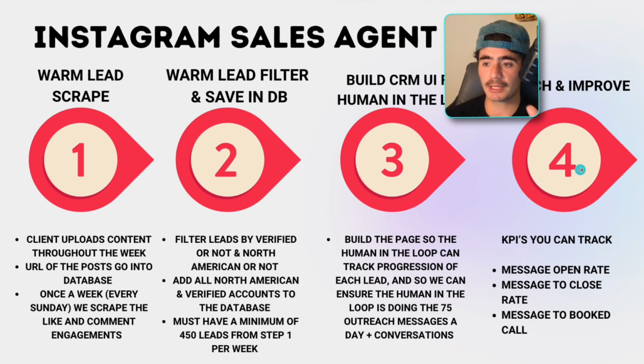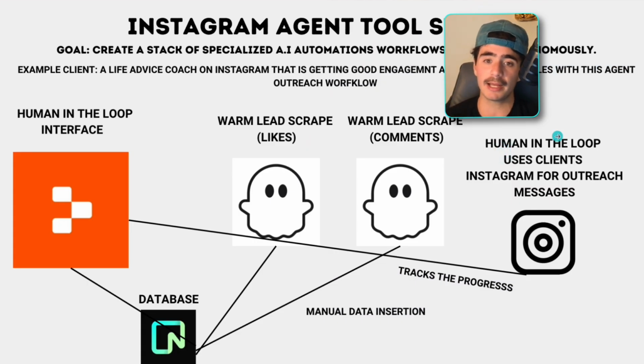Last, to finish off here, the KPIs that you can track, which is the key performance indicators that you can track off of this sales flow, is the message open rate, the message to close rate, and the message to booked call rate. So it depends on what you're trying to achieve here. If I was, let's say, selling AI agency offers, then I would want my human in the loop to do booked calls. If I was selling the academy, then I would just want them to sell directly to the academy landing page. And so those are all things that you can think about when you're designing the offer for your clients. Now, this is just a visual breakdown of how everything flows.